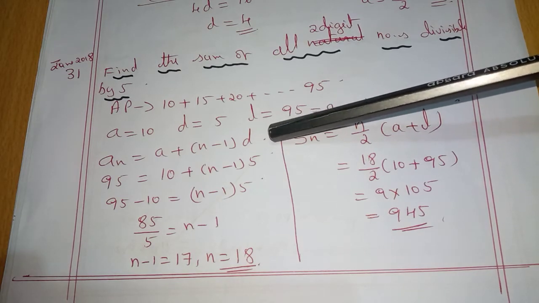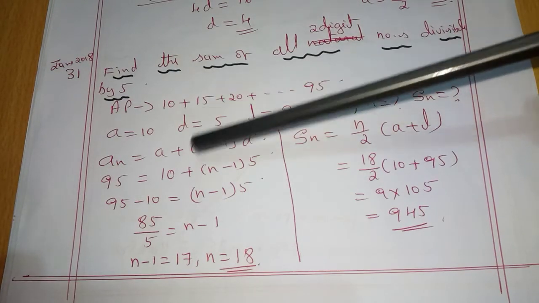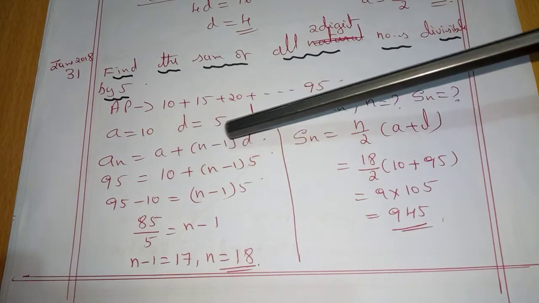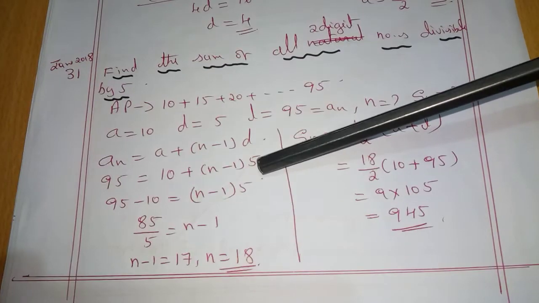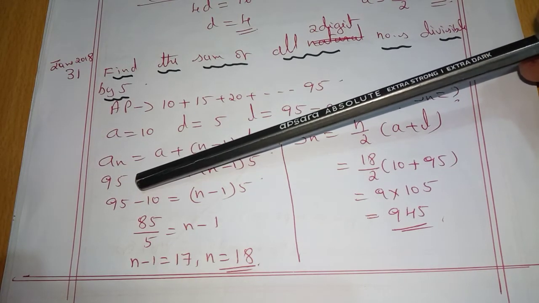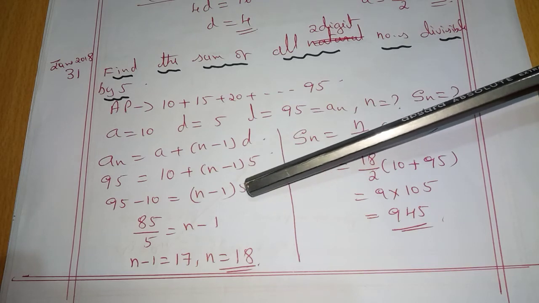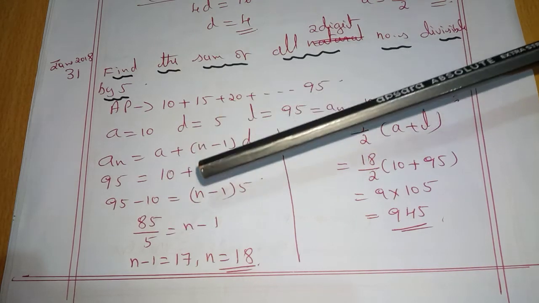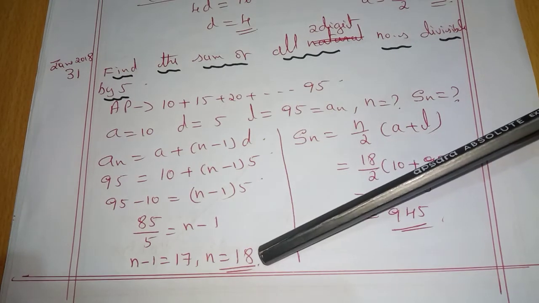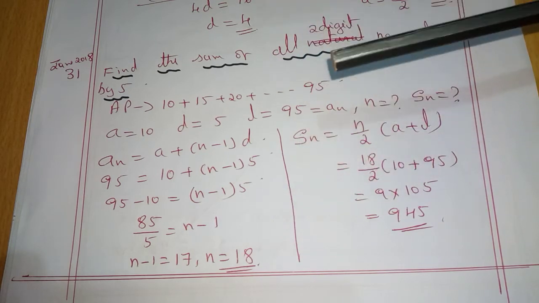An is equal to A plus n minus 1 into D. In place of An, we have to take 95. In place of A, 10. In place of D, 5. Shift 10 to the left hand side, it will become minus: 95 minus 10 is equal to n minus 1 into 5. Then take 5 and divide. 85 by 5 is equal to n minus 1. N minus 1 is equal to 17. N is how much? 18.